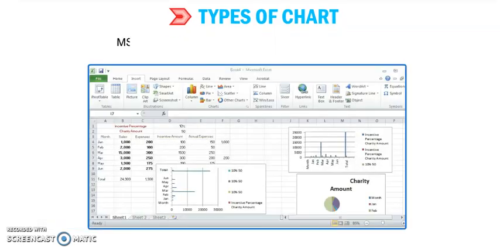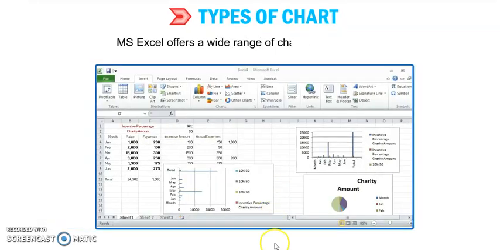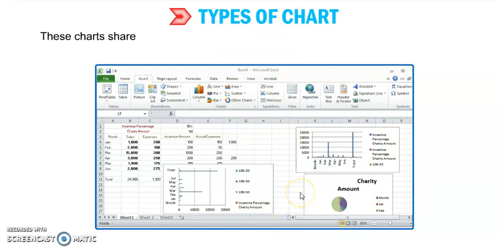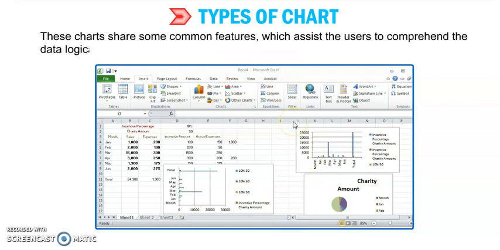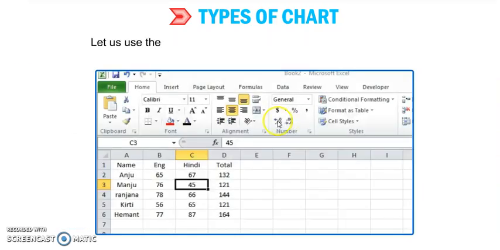Okay, now the next topic is types of chart. We can make different types of chart. Excel provides a wide range of charts to interpret data. These charts share some common features which assist the user to comprehend them. Let us use the sample data as shown in the figure to create the chart.